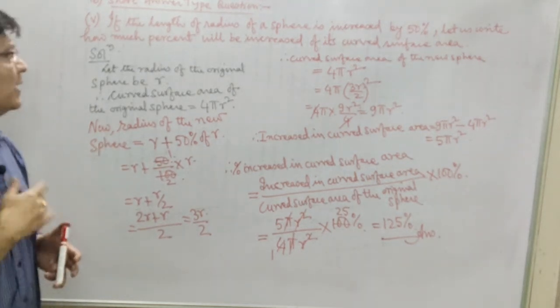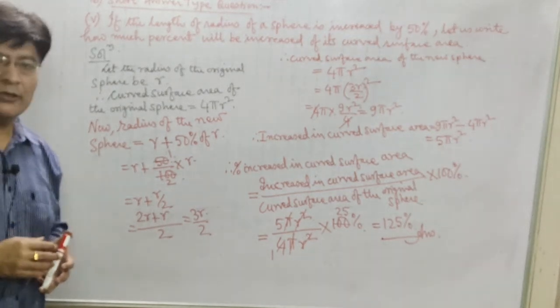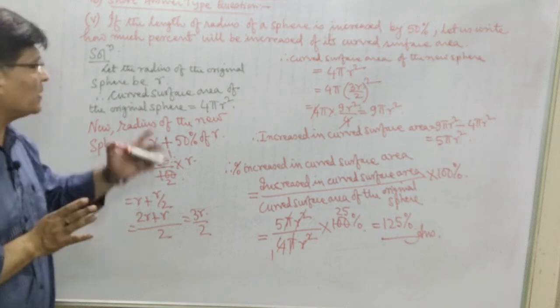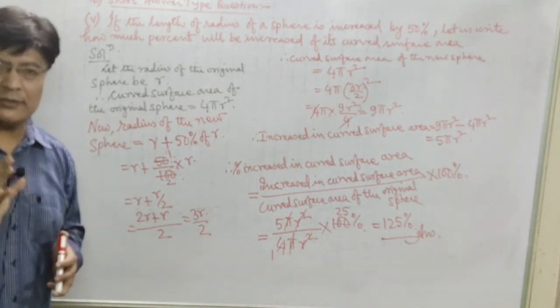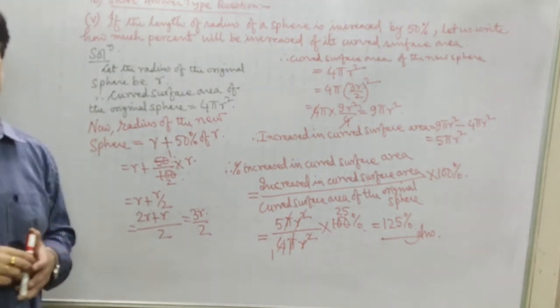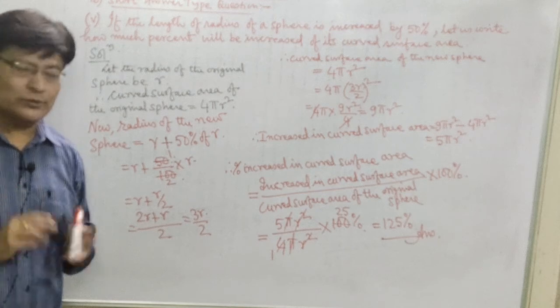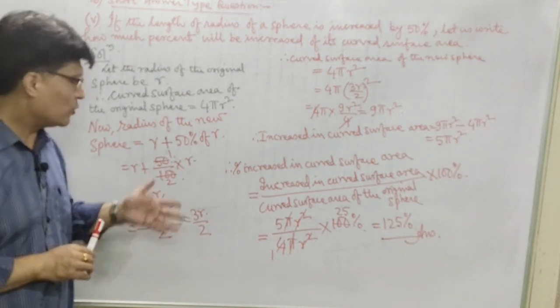Okay? The next online class we will do the new chapter, that is right circular cone. So we have completed this chapter, that is sphere, today. So in the next online class we will do the new chapter, right circular cone. So this much is for today. So you can copy it.